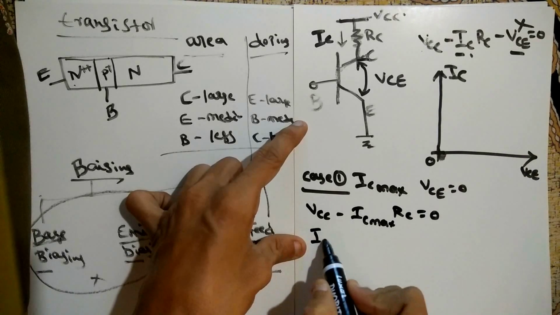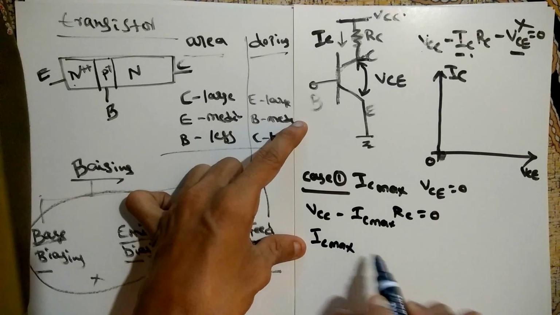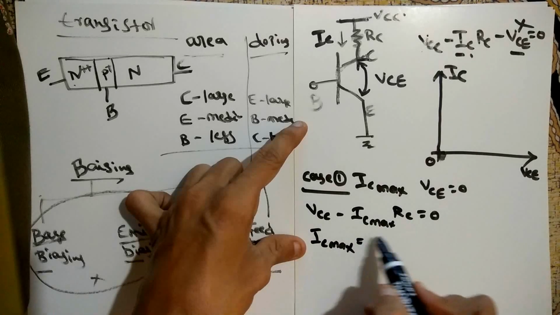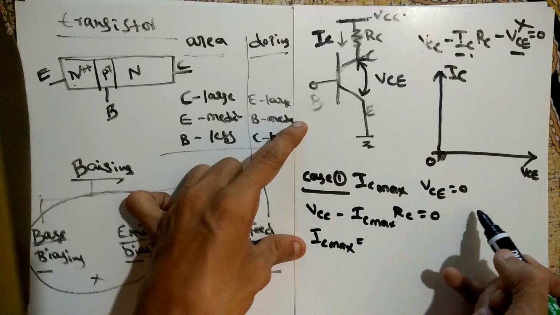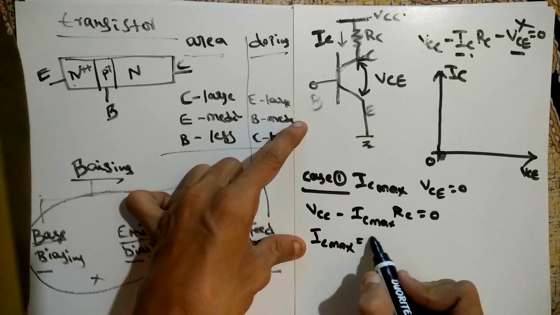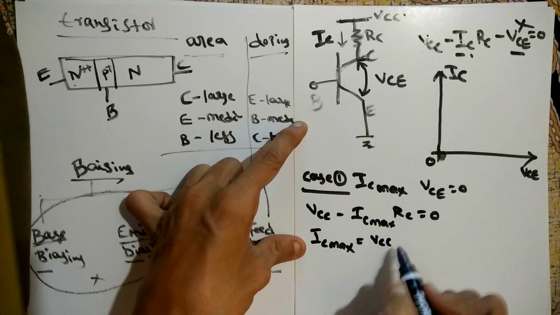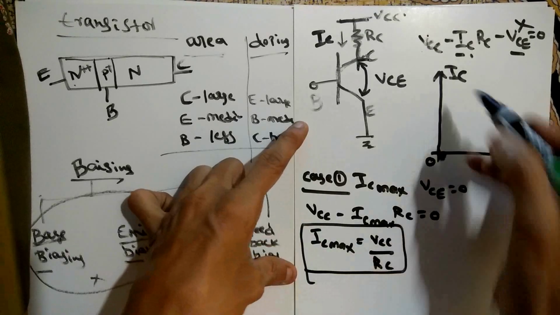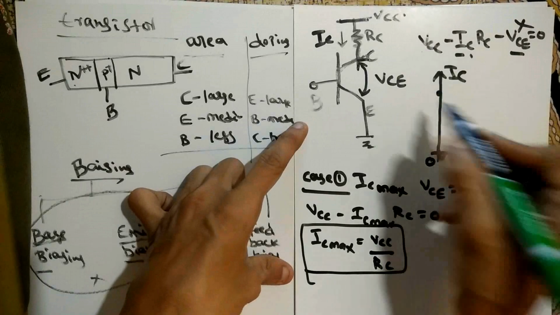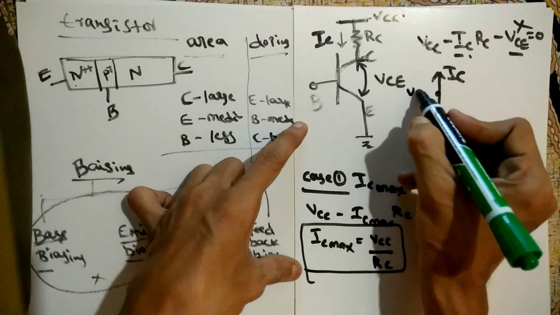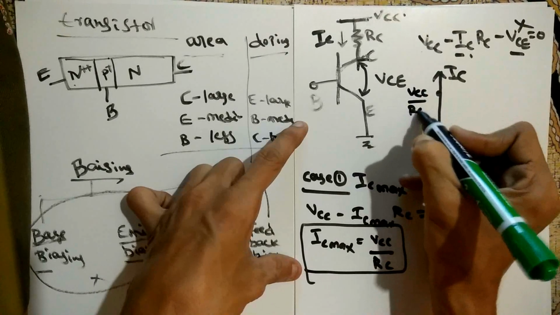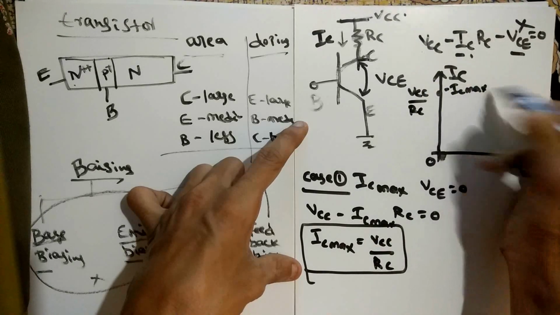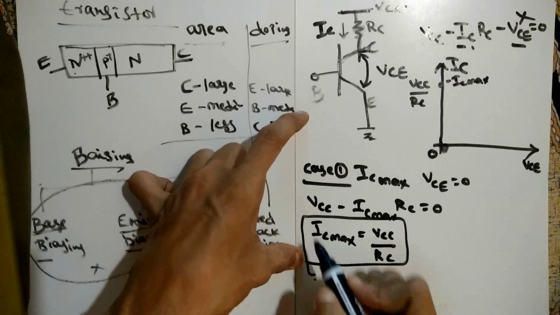Now what IC maximum will you get? VCC goes to this side, and IC maximum minus this side becomes positive, so we get IC maximum is equal to VCC by RC. This is the formula for IC maximum. Here we get the VCC by RC value on the axis, and this point is known as IC max.